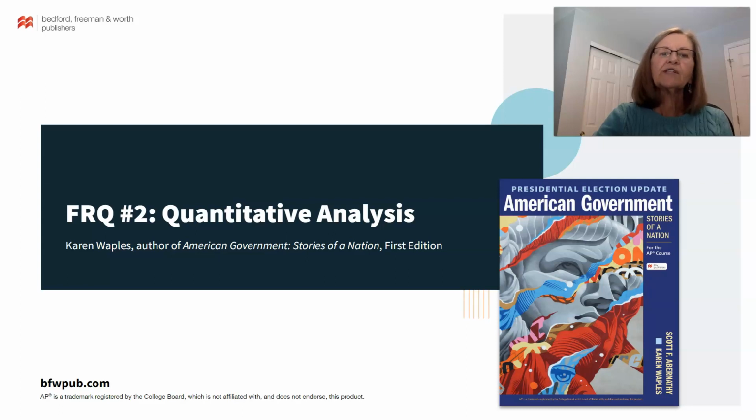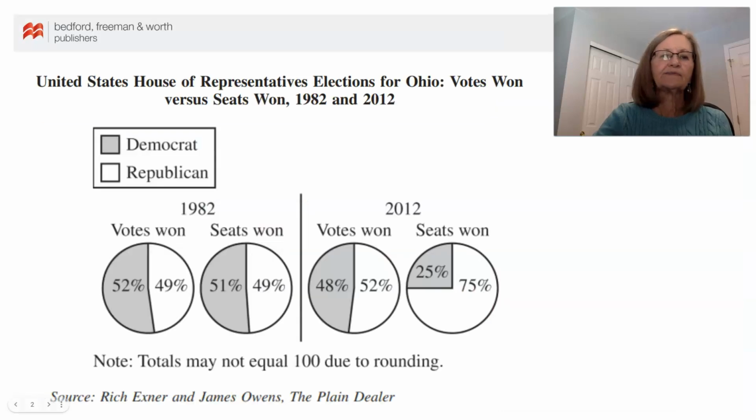The quantitative reasoning question begins with a map, chart, graph, table, or infographic. Here are the pie charts from the 2021 exam.